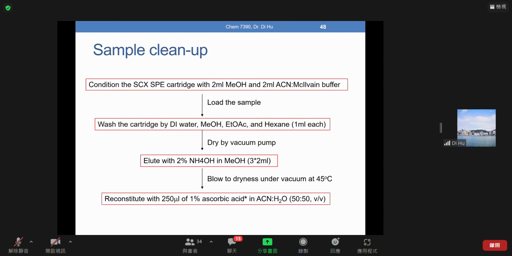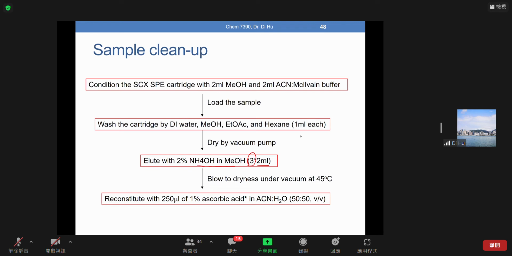And then condition the SCX. It's a strong cation exchanger. So with methanol and ACN with the buffer, load the sample, wash that, and then elute with the basic methanol, what we mentioned already, in 3 portions, each time using 2 milliliters.